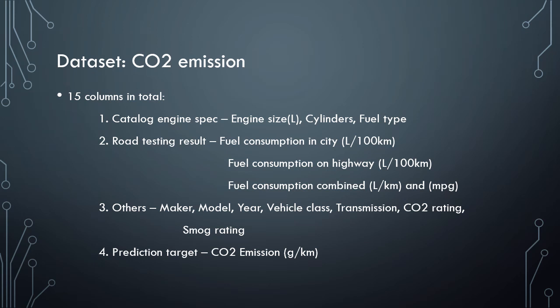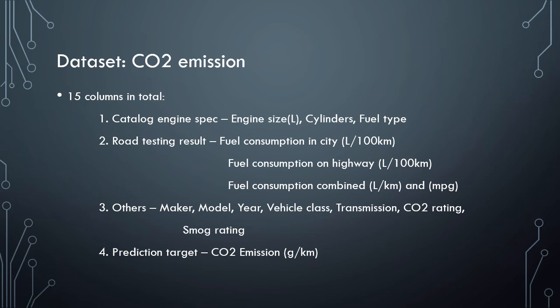It contains 15 columns in total. There is a set of columns related to engine specifications here, for example, engine size, number of cylinders, and fuel type. There is another set of columns for road testing result: fuel consumption in city measured in liter per 100 kilometer, fuel consumption on highway with the same measurement units, and fuel consumption combined with 55% fuel consumption in city and 45% of highway with two different unit measurements.